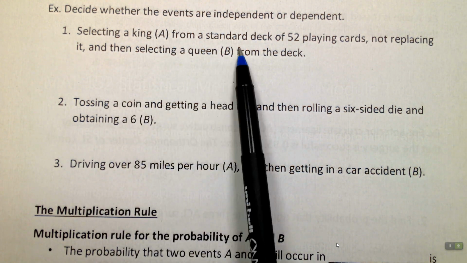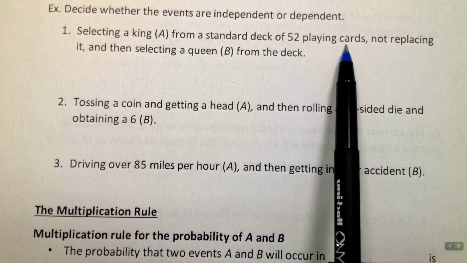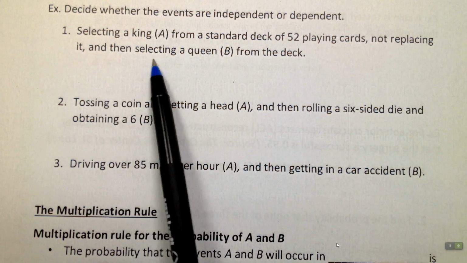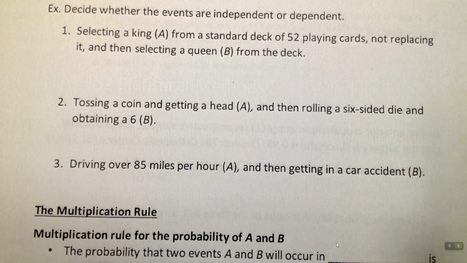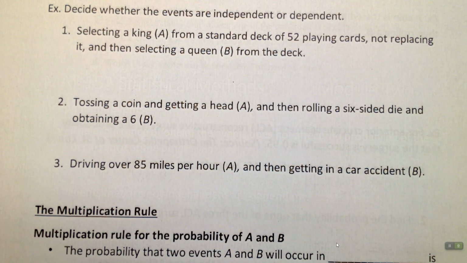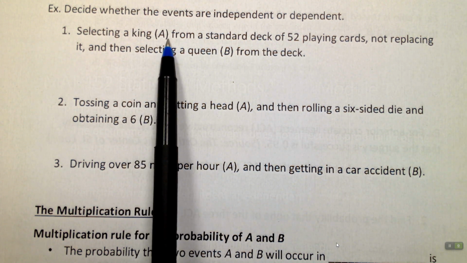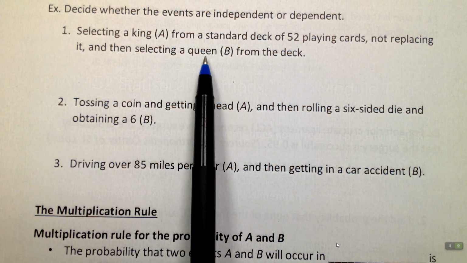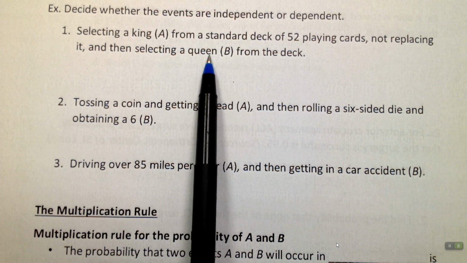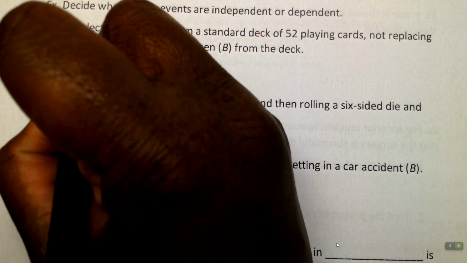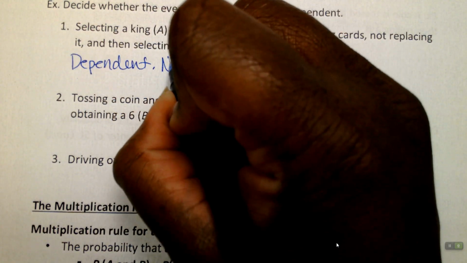Selecting a king from a standard deck of 52 playing cards, not replacing it, and then selecting a queen. So I have 52 cards. I'm going to take a king out. That's event A. I'm not going to put it back, but I do want to go back and get another queen. So did the deck change, or did it stay the same? It changed, which means it's dependent. Not putting the king back.